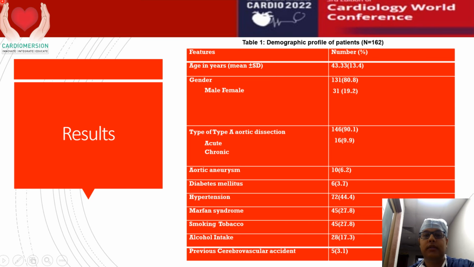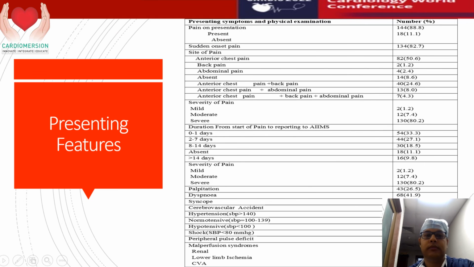Initially we found that the mean age was 43.3 plus minus 13.5 years, and 131 patients were male out of the 162 patients. 146 patients had an acute and 16 had a chronic type A aortic dissection. One third of the patients reported within 24 hours of onset of pain. 45.6% of patients reported between 2 days to 14 days, and 11.1% reported after 14 days.